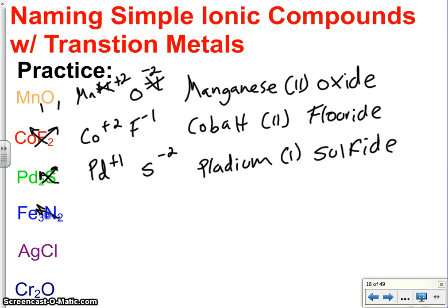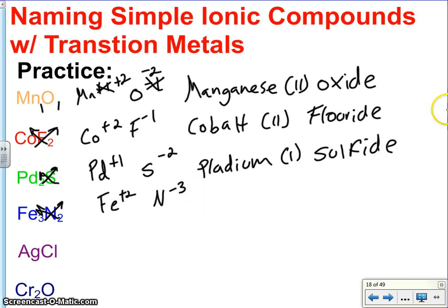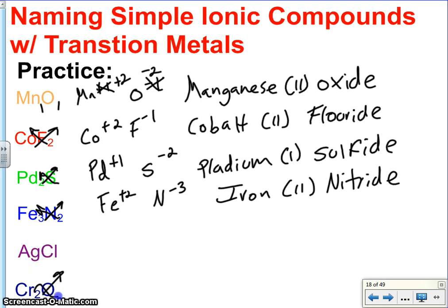Okay, next one, bring up the 2, bring up the 3, we get Fe plus 2, and N minus 3. Okay, so once we have that information, we name it, and it's going to be named iron 2 nitride. Okay, silver is one of the fun ones. Silver is always a plus 1, so you do not need to give its Roman numeral, so this would just be simply silver chloride. And then we could do the same thing with the chromium, as we've been doing with the other ones. We get chromium plus 1, oxygen minus 2, so we name it chromium 1 oxide.